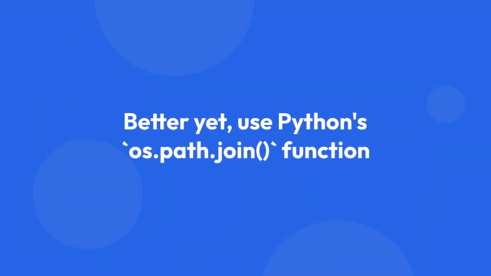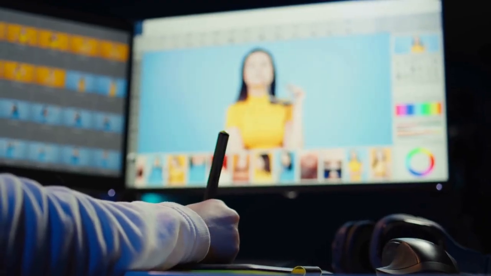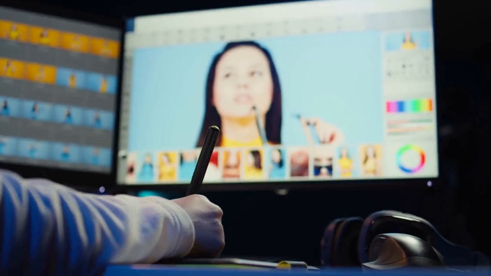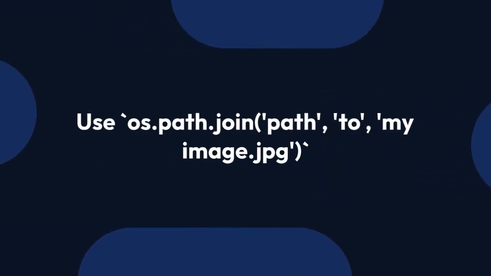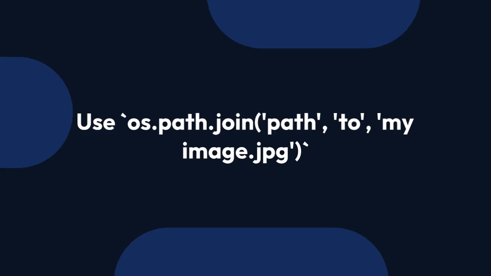or better yet, use Python's os.path.join function to create the path safely. For example, instead of "path/to/my/image.jpg", use os.path.join("path", "to", "my", "image.jpg").